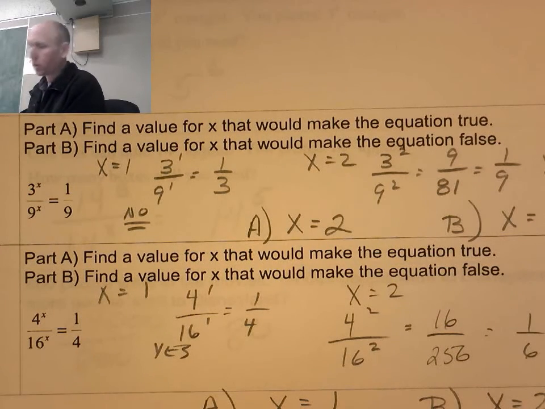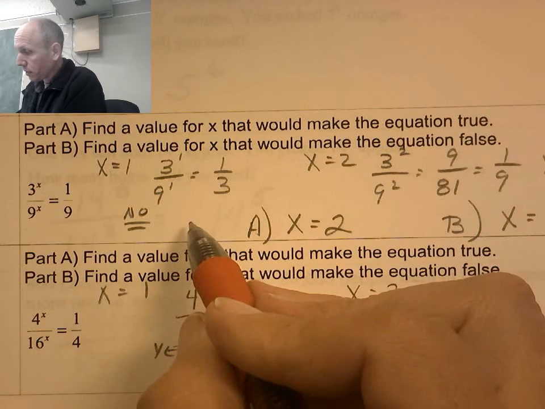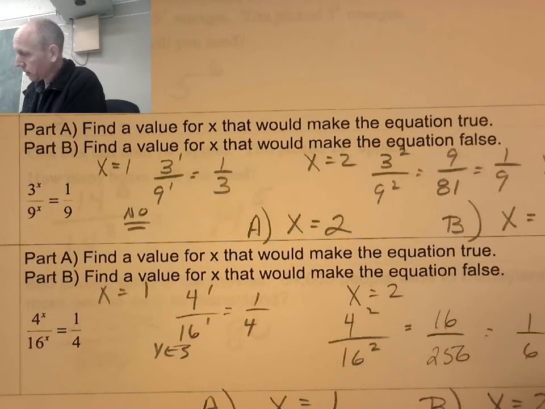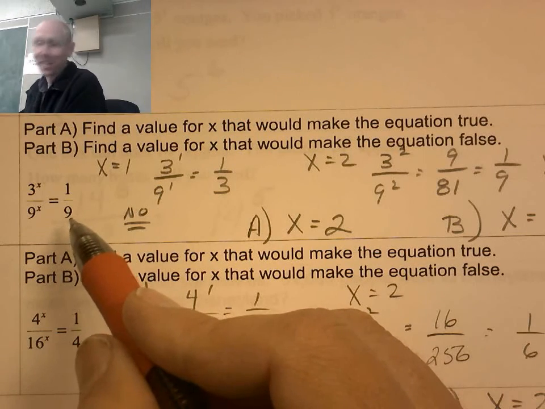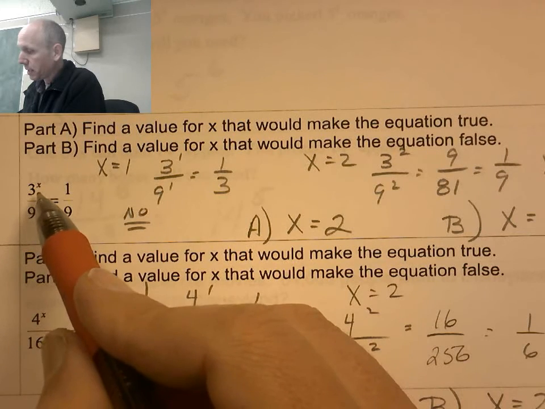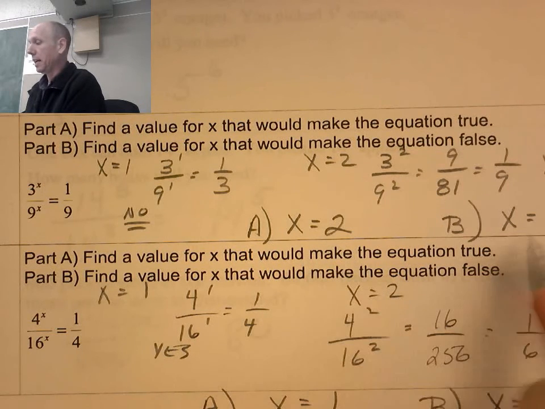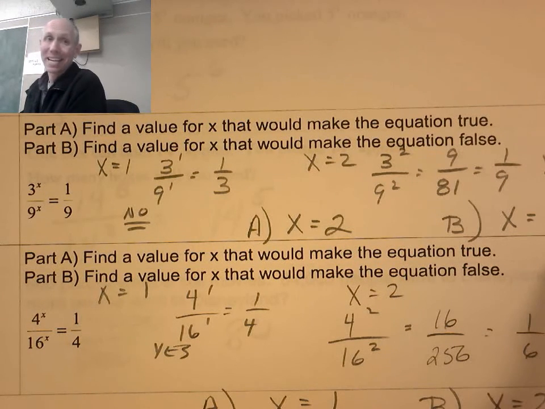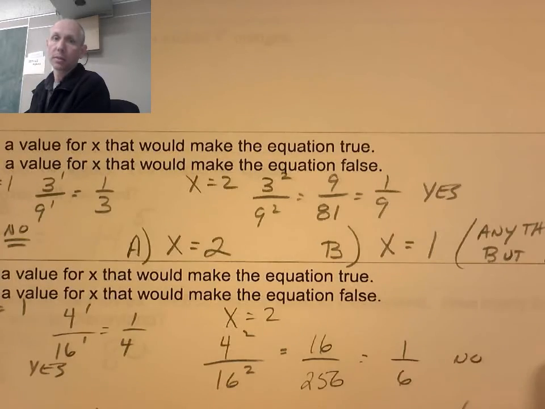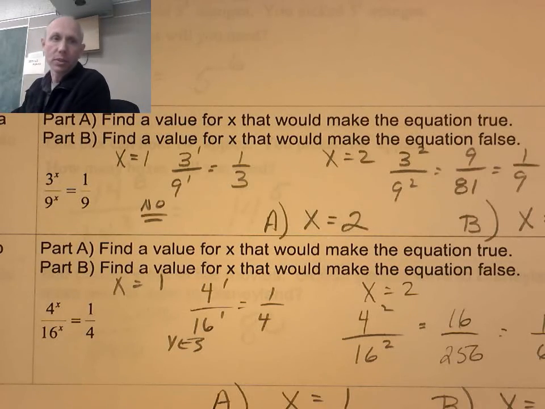Find values that will make this work. So if x was 1, this would be 1/3, but I want it to be 1/9. I had to think about that. So that doesn't work. X equals 1 doesn't work. If x equals 2, this would become 9 over 81, which does work. Yay! So x equals 2 works. Anything but 2 would not work. The only thing that does work is x equals 2.